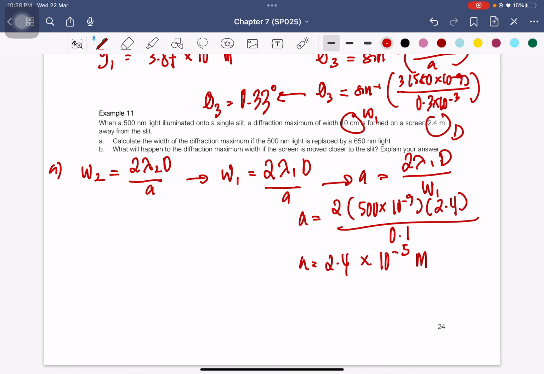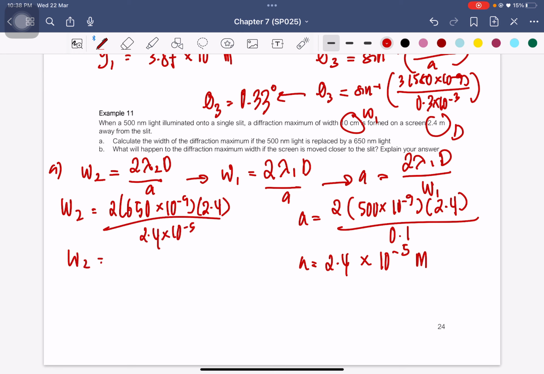After that we just need to substitute into this formula here. So 650 nano, this is 2.4 divided by 2.4 times 10 to the negative 5. So the width of the central bright, let me just calculate that quickly. 2.4 divided by that, you will get 0.13 meter as the width of the diffraction maximum. So that is A.